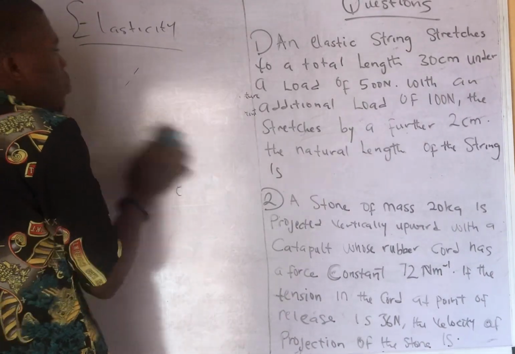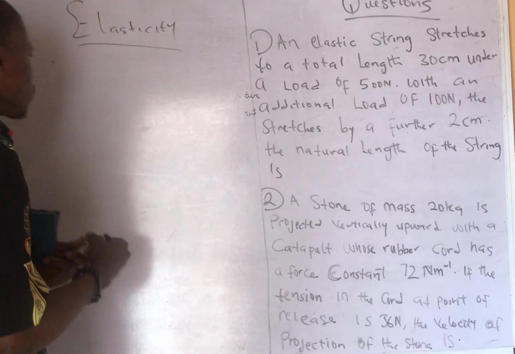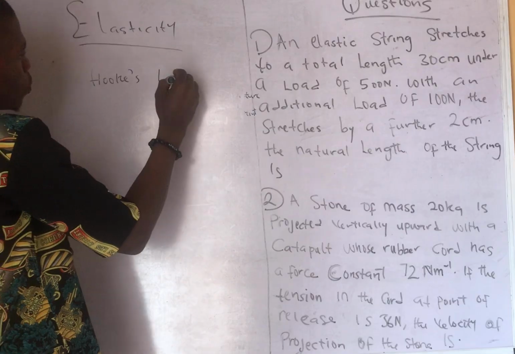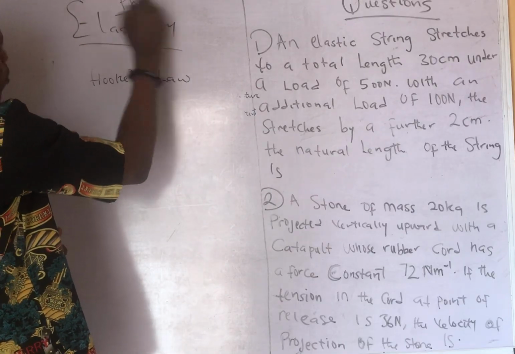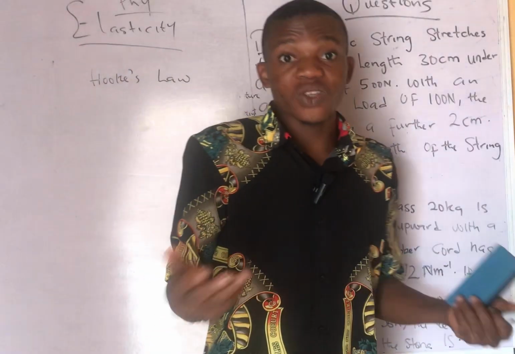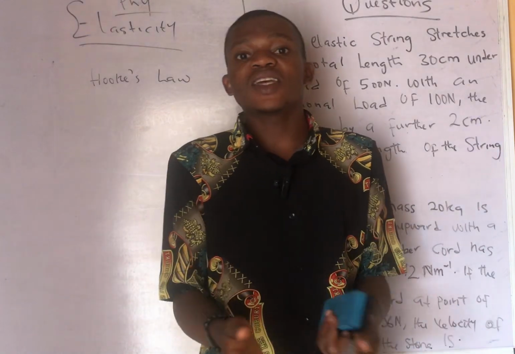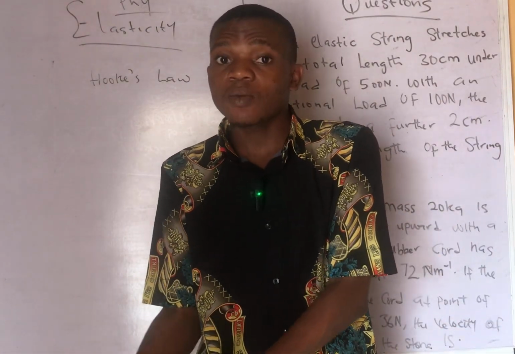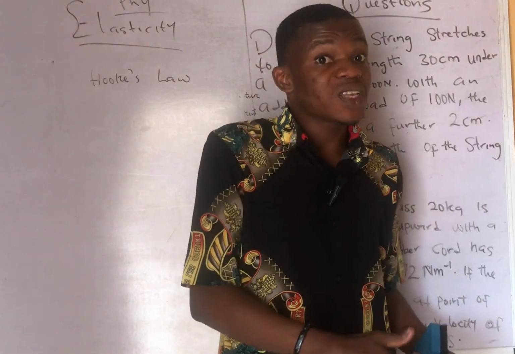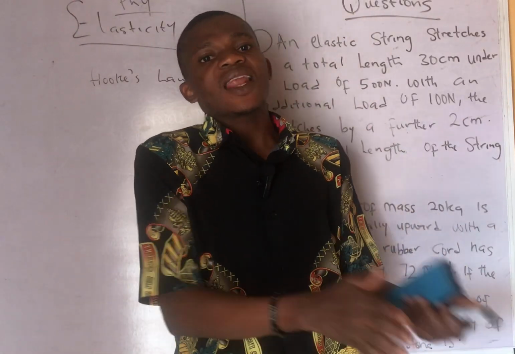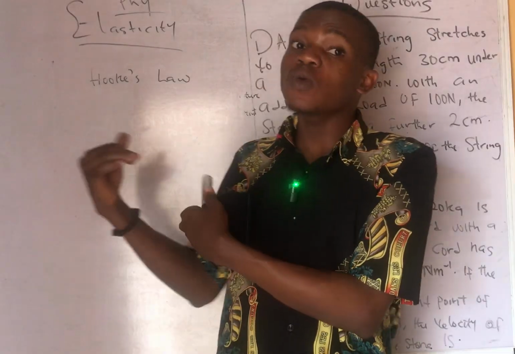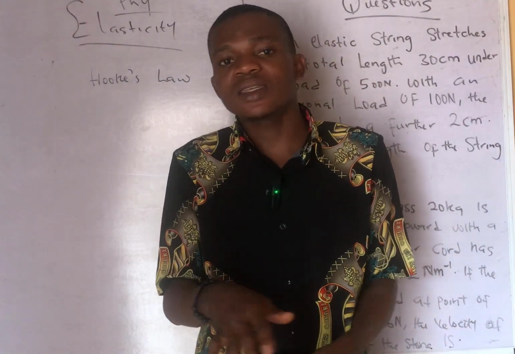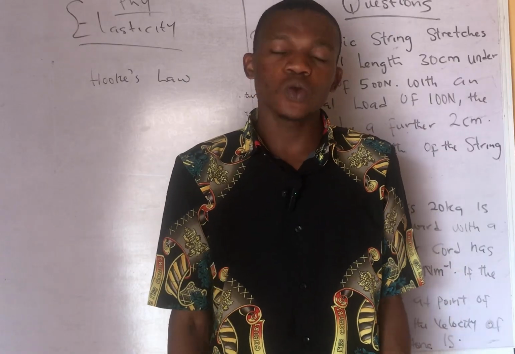There is a law governing elasticity, which is known as Hooke's law. What is Hooke's law? Hooke's law states that the extension of a material is directly proportional to the force applied, provided that the elastic limit is not exceeded. If the elastic limit is exceeded, it is no longer obeying Hooke's law.